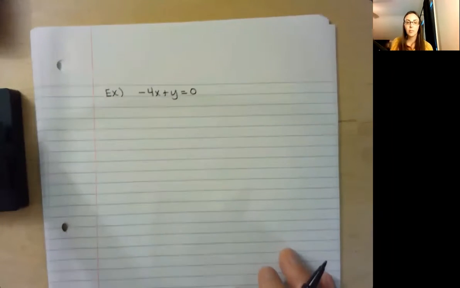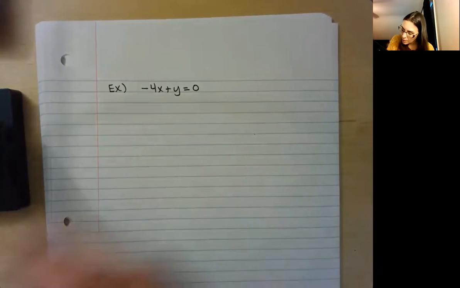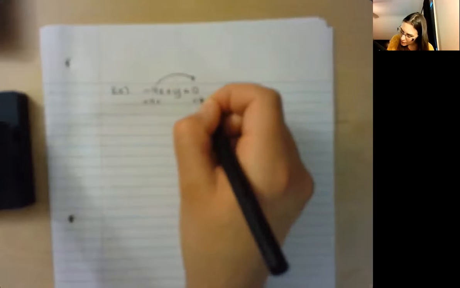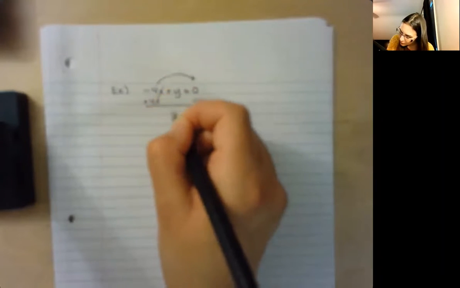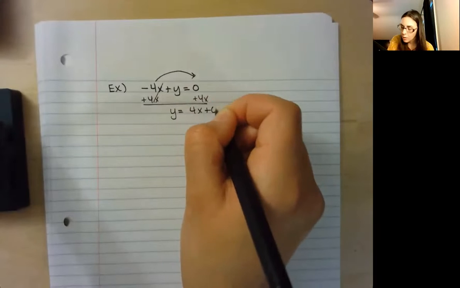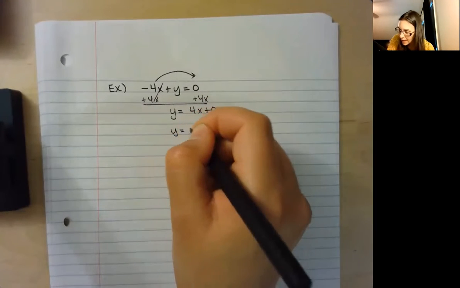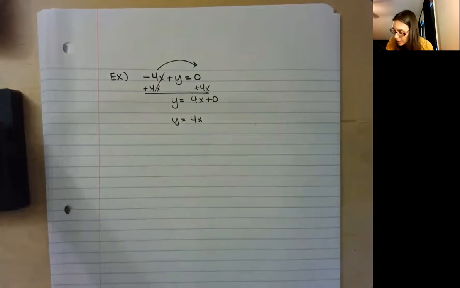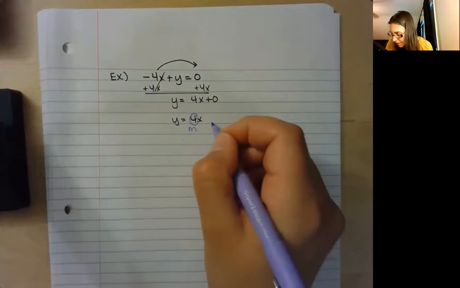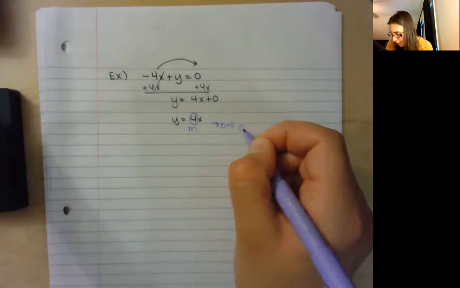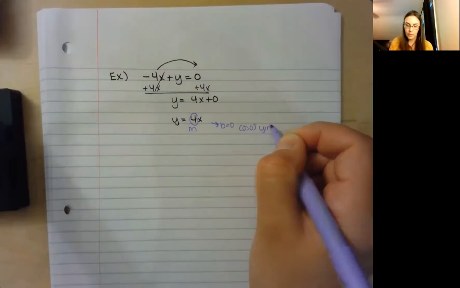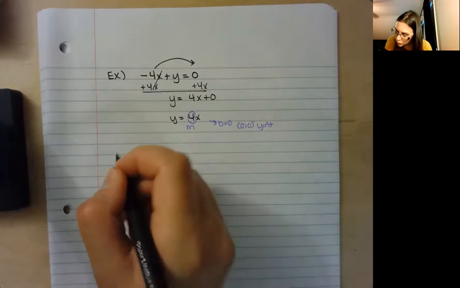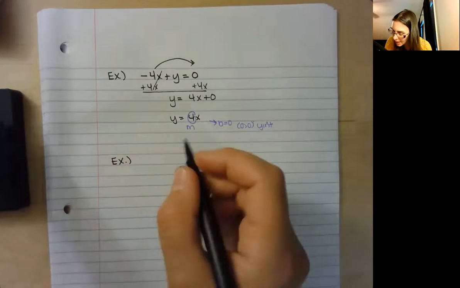So maybe I have negative 4x plus y equals 0. I can still start by bringing that 4x over. This time, because it's negative, I'm going to add it to both sides. And I don't even really need the 0 there, so I can just get rid of that 0. And here's one where I don't have to divide by anything, right? The y is already by itself. So here is my m. And if there's nothing there, my b is 0. So my y-intercept is (0, 0). So we just have these 2 basic steps that we can do here, but we may not always have to do it.